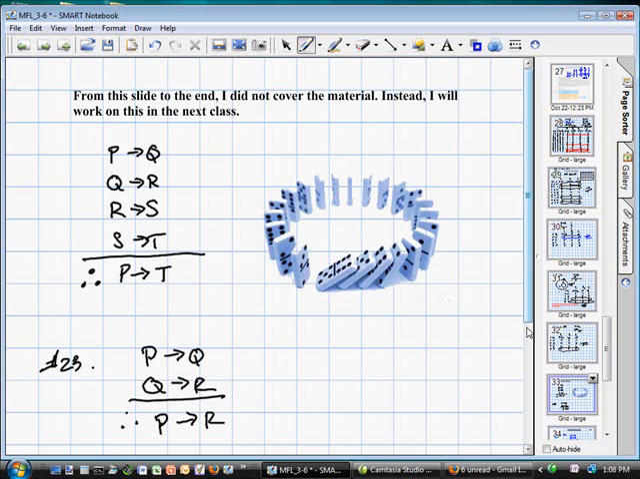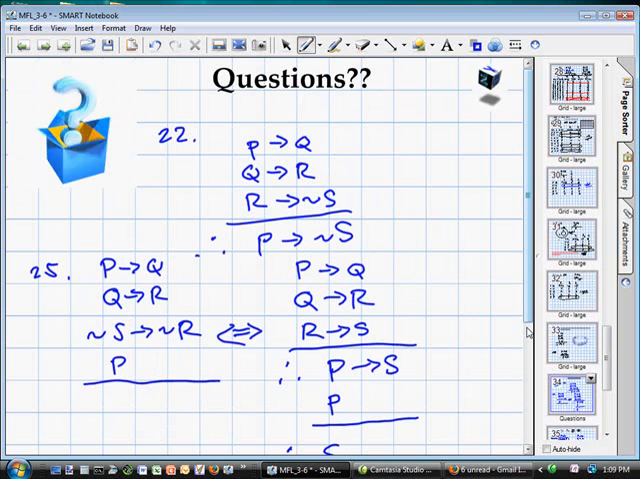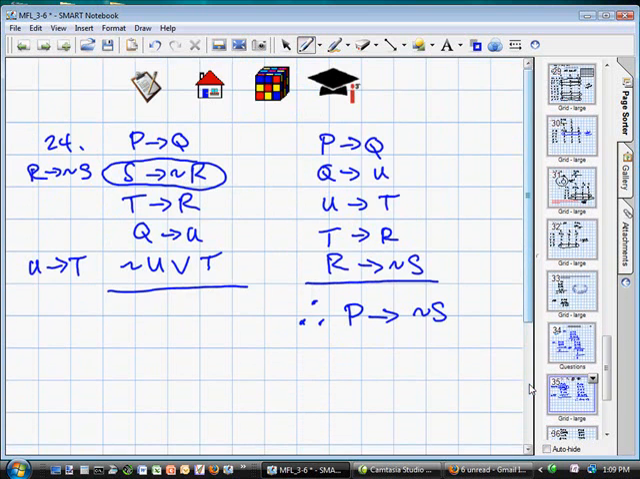Okay. Good. You see that? That's great. Now we're going to take one more step of complexity here. Okay. 22. That one's not very hard either. Here we go.